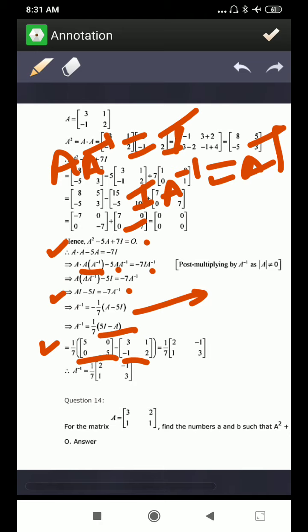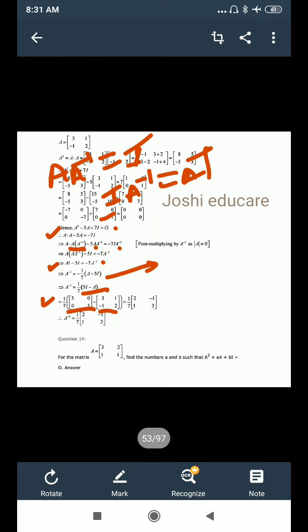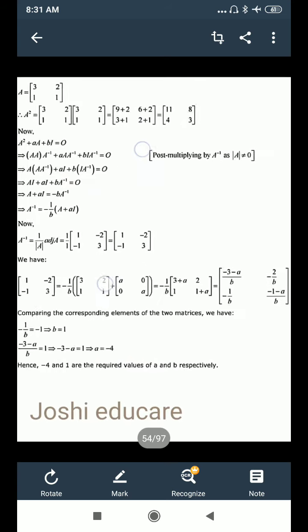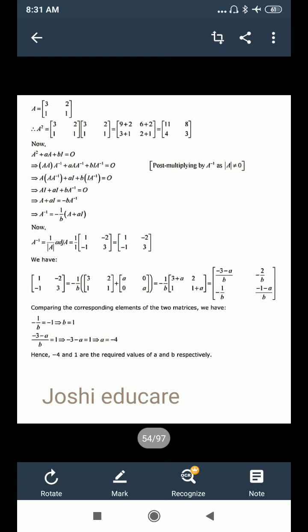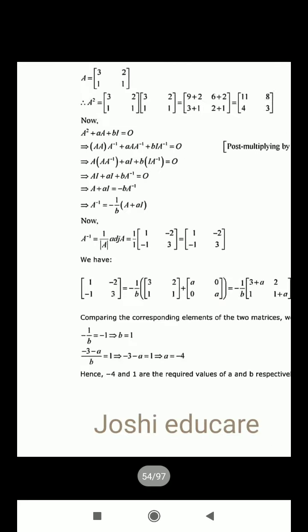Let's see the next question. It is also a similar one. It is given A is equal to the matrix with rows 3, 1 and 2, 1. Find the values of numbers a and b such that A square plus a into A plus bI equals O. No problem. In the same way, you first get the value of A square, that is A into A. So we are multiplying this matrix with itself.